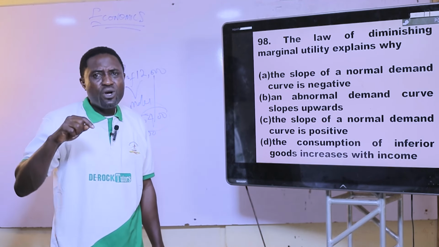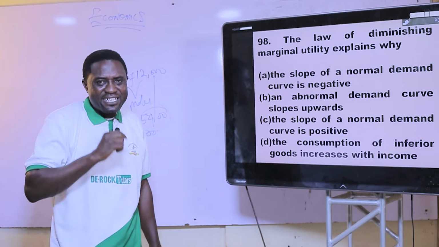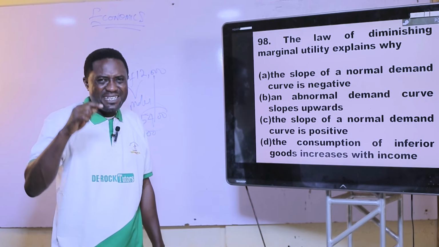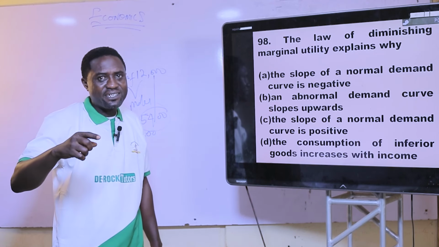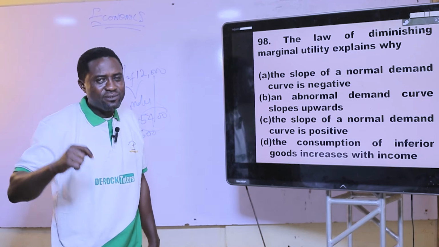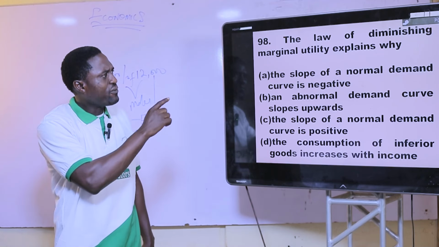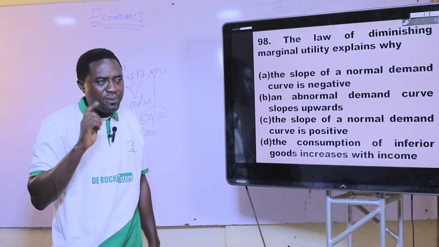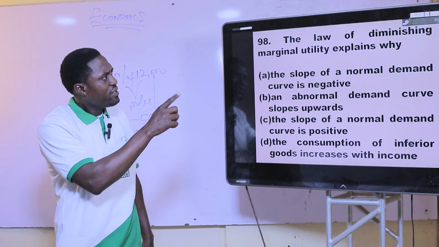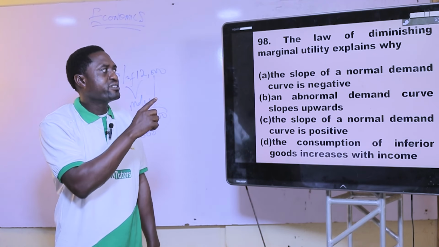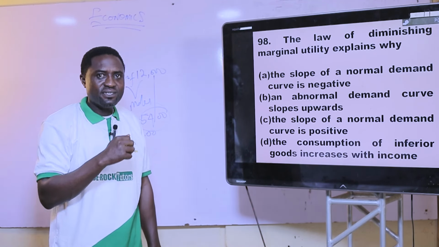A minus BP. So the slope of demand is negative. That is why the relationship between the quantity demanded and price is inversely related. It is negatively related. So the perfect answer is that the slope of the normal demand curve is negative. The law of diminishing marginal utility explains why the slope of a normal demand curve is negative.